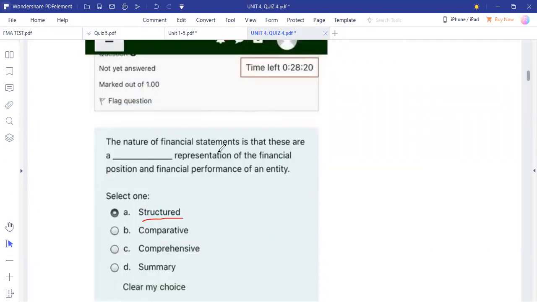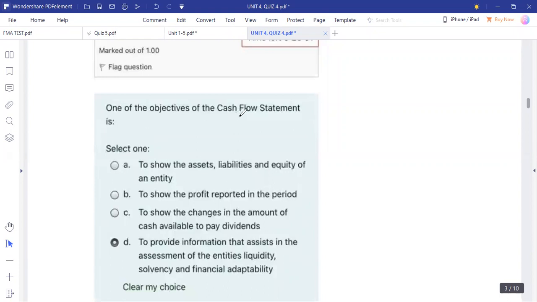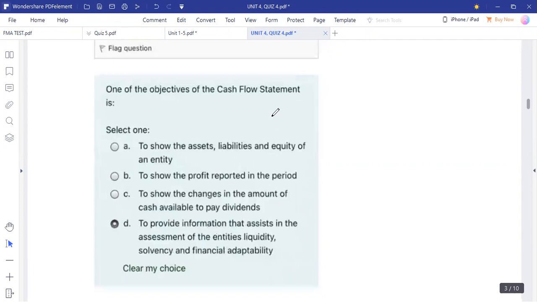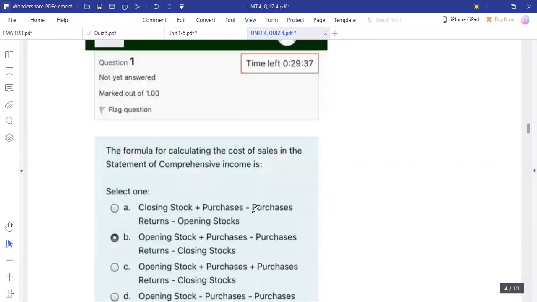Then when we go to our next question, one of the objectives of the cash flow statement is as follows. The cash flow statement is mainly to assist in the assessment of the entity's liquidity, solvency, and financial adaptability. So this is the main job of the cash flow statement.